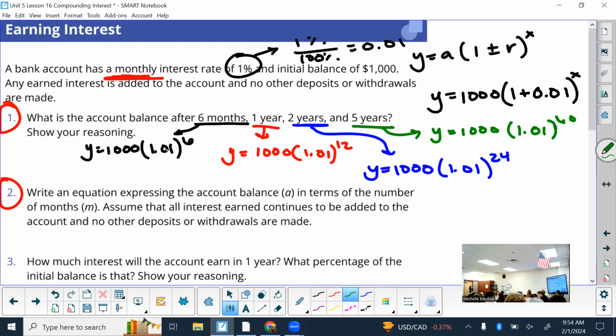In our expressions, look at everything that stayed the same and everything that varied. Things that vary get replaced with variables. This one wants us to use A for account balance. So what does that need to replace in my equation that I wrote up here? Table one, can you tell me? If it wants me to use A for account balance, where do I put it?